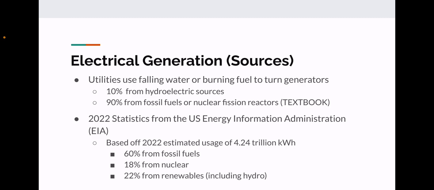But more recent data, if you check the EIA website or the U.S. Energy Information Admin, in 2022, we used around 4.24 trillion kilowatt hours of energy, and 60% of that was from fossil fuels, 18% from nuclear, and 22% from renewables. If you're interested more on the specifics of where that all comes from, go check out the website. I did link it below.